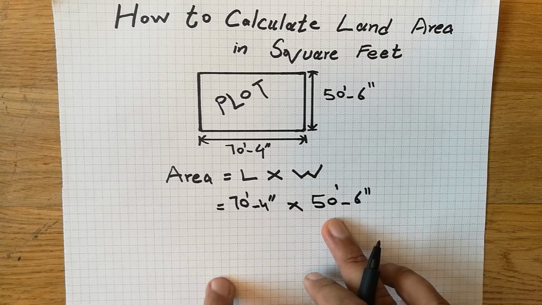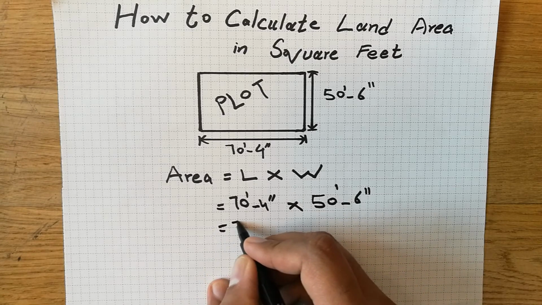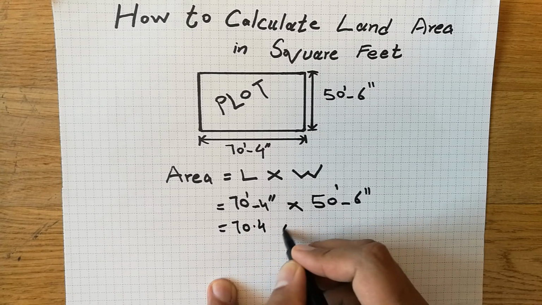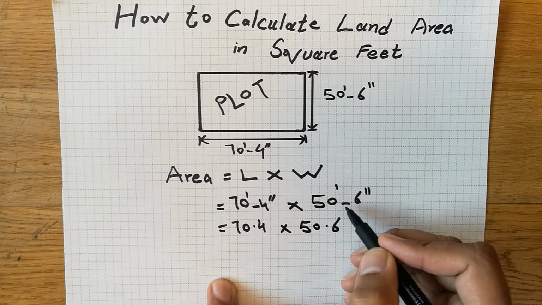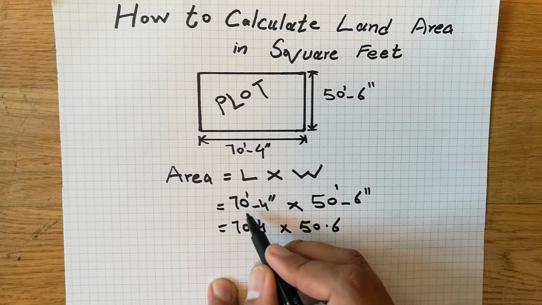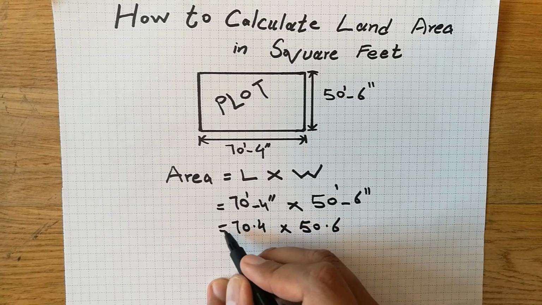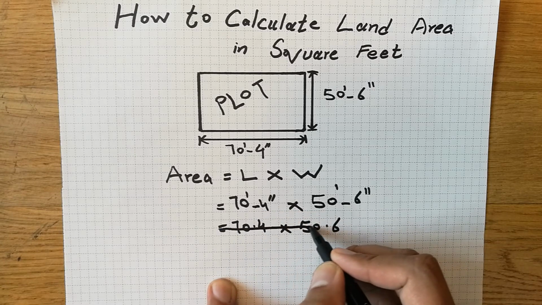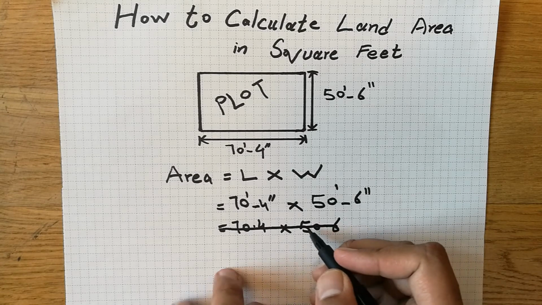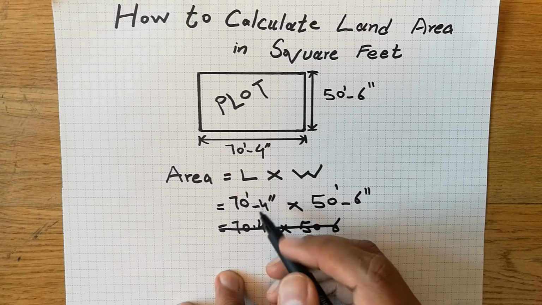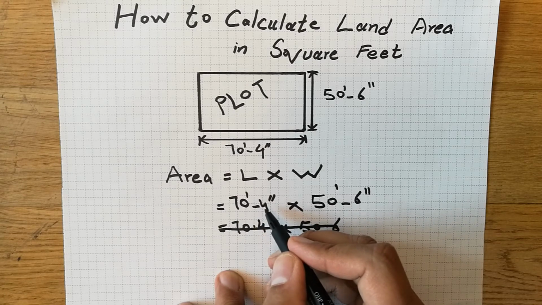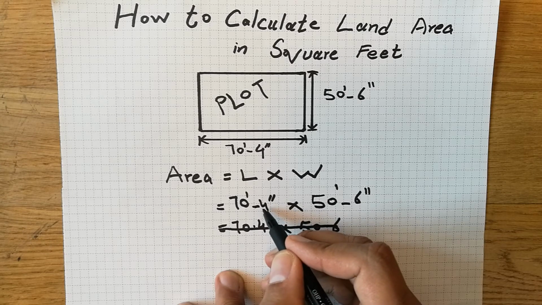Some people just put 70.4 and multiply with 50.6. So they consider this as 70.4 and this as 50.6, which is totally wrong guys. You don't have to do it. The reason is that this is feet and this is inches, so you can't write 70.4. Because this is 4 inches, you have to convert this 4 inches into feet.